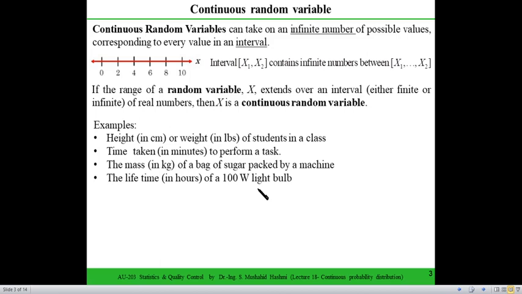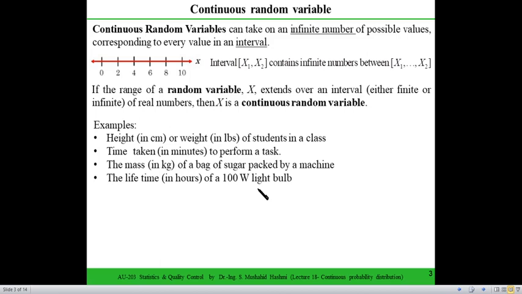Let's say a bag of sugar has to be packed by a machine, and let's say it's a 5 kilogram bag. Not all the bags would be exactly 5.00 kilogram. Some would be 4.95 kilogram, some would be 5.05 kilogram, something like that. Any number can come in this interval.